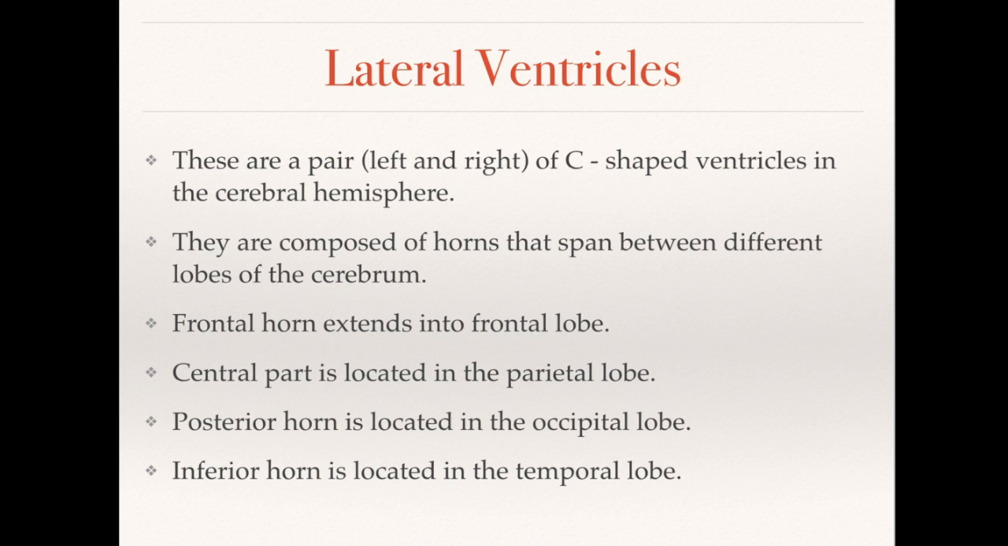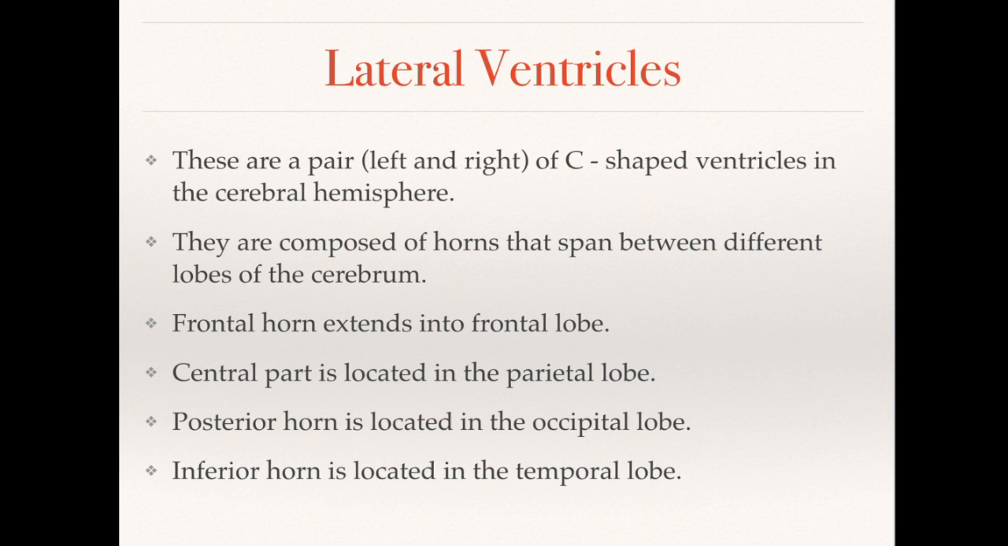So moving on to the lateral ventricles, these are a pair of C-shaped ventricles in the cerebral hemisphere. They consist of the left and right lateral ventricles. They are composed of horns that span between different lobes of the cerebrum. For example, the frontal horn extends into the frontal lobe. The central part, or the body, is located in the parietal lobe. The posterior horn is located in the occipital lobe, and the inferior horn is located in the temporal lobe.